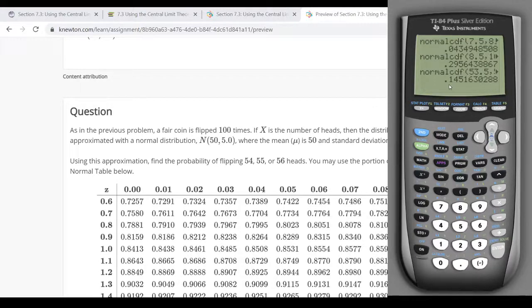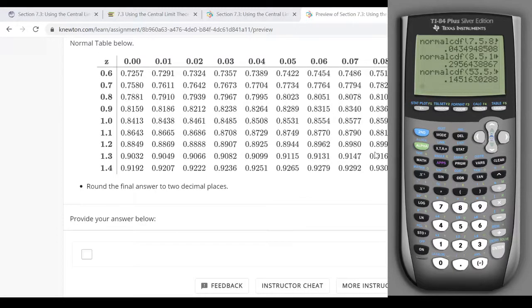And it's coming back 0.14516, so 0.1452 about. And round the final answer to 2 decimal places. So if I rounded this 0.145 to 2 decimal places, 0.15. So the probability of flipping either 54, 55, or 56 heads would be about 15%.